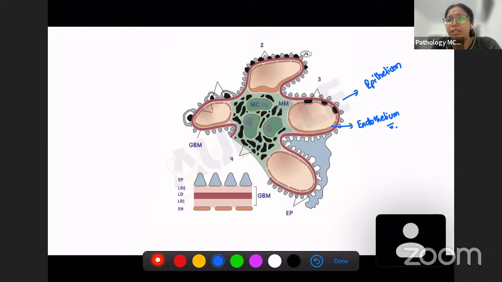Okay, and here you can see that this is the glomerular basement membrane. Then here we have other kinds of deposits which are in the mesangium. This is the mesangium where blood vessels are. This is the mesangial area. This is the mesangium.